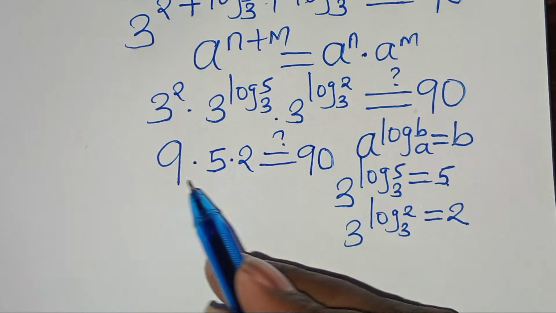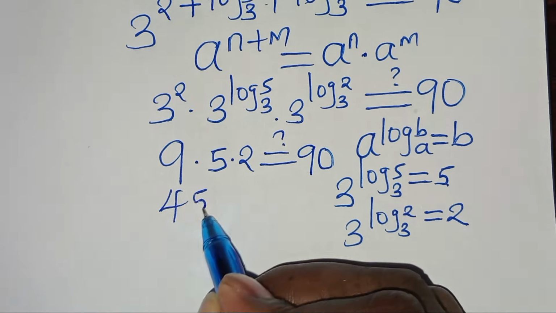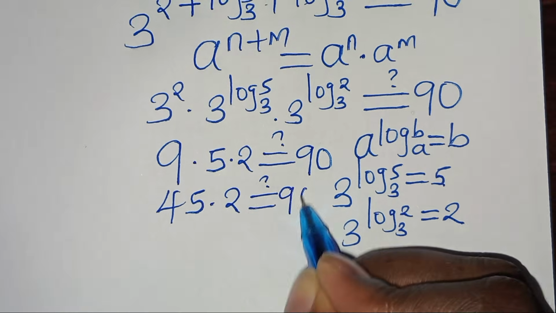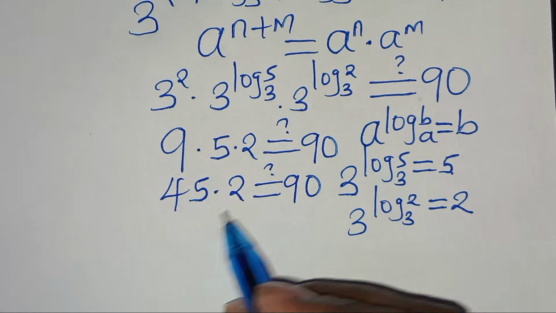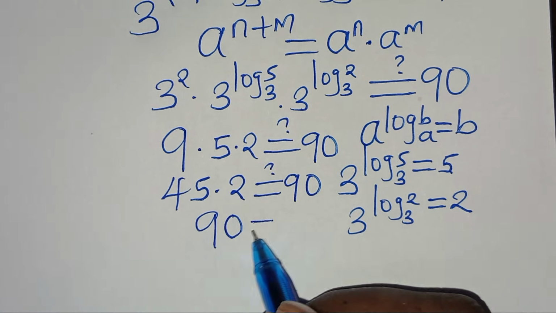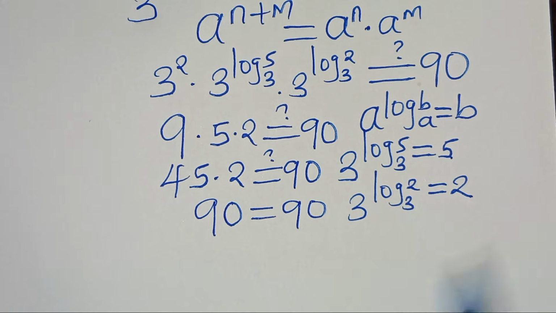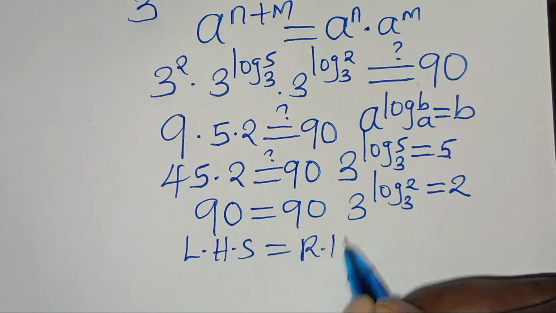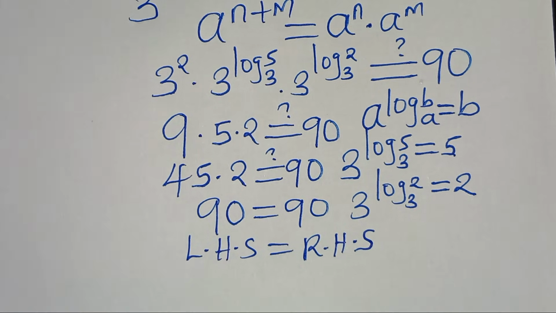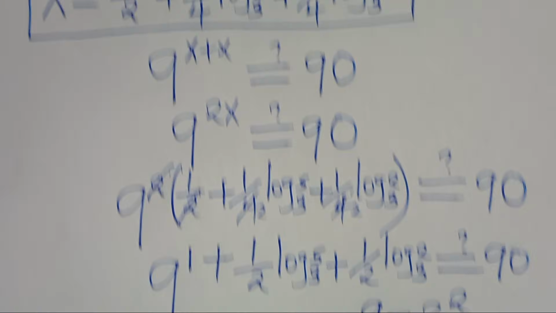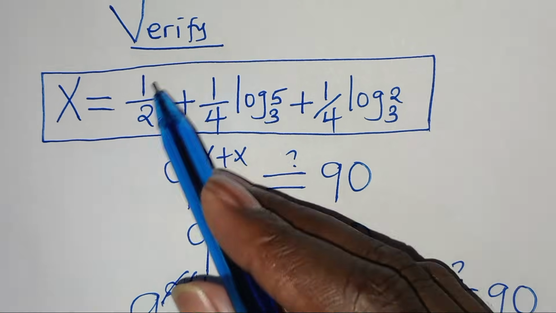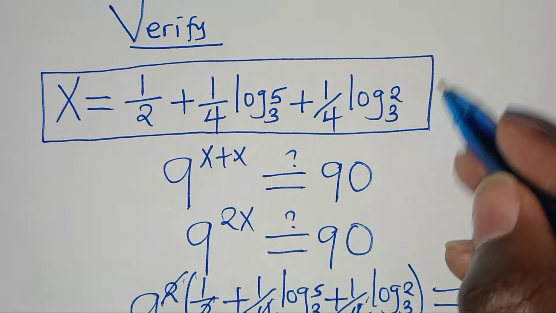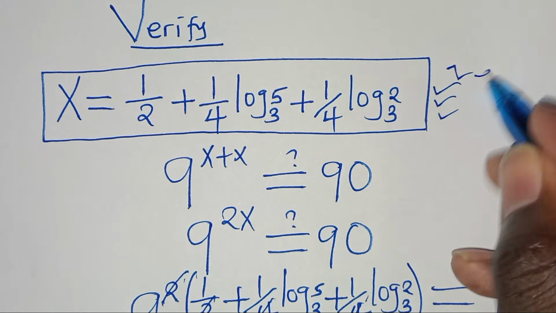Now, 9 times 5 is 45 multiplied by 2. This is supposed to give us a value of 90. 45 times 2 is 90, which is equal to 90. So this implies that the left hand side is equal to the right hand side. And this affirms that the value of x here, which is equal to a half plus 1 over 4 log 5 to base 3 plus 1 over 4 log 2 to base 3, actually satisfies the equation.